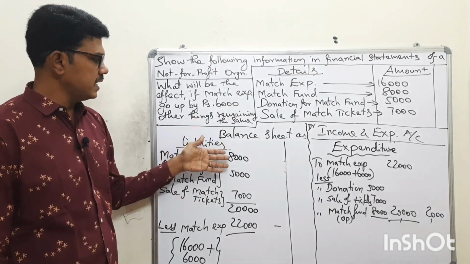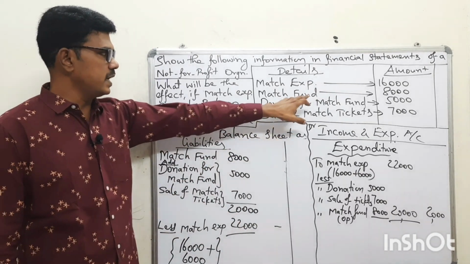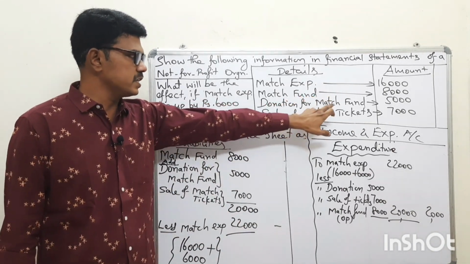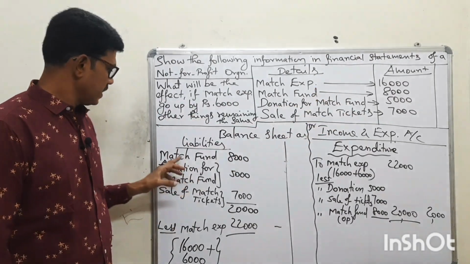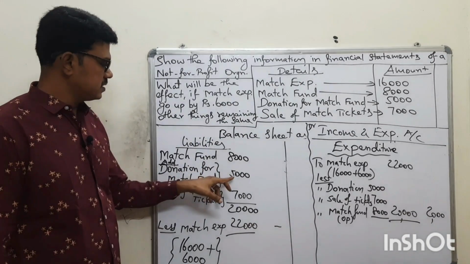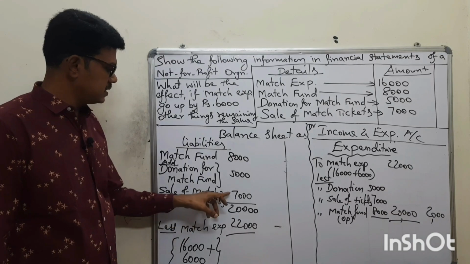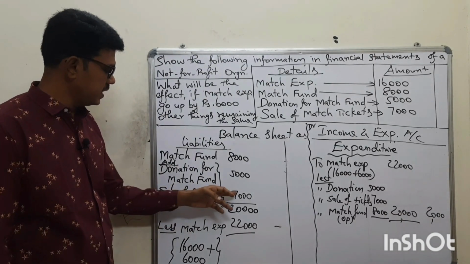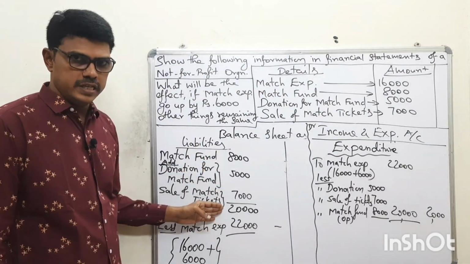If you present the details in the existing balance sheet, there is no change, right? The match fund is 8,000. Donation for the match fund is 5,000 rupees. This is the income. Sale of match tickets, 7,000 rupees. If you add, there will be no change in the values, right?